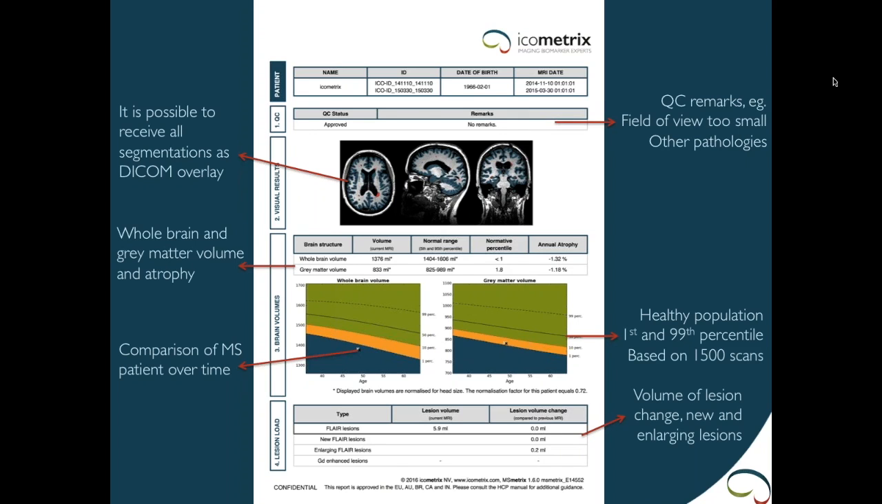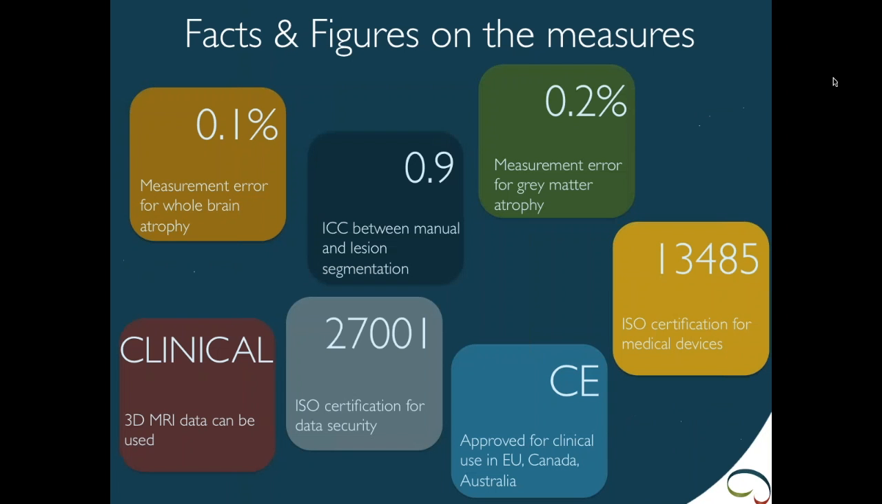So we provide you with a lesion volume, and also the change over time if we have a previous MRI scan. And we also indicate what the volume is of the new and the enlarging lesions. So this is basically, if you would upload an MRI, the report you will receive back for your individual patients with multiple sclerosis. And these are also the reports that the neurologists here today with us will show you of their patients.